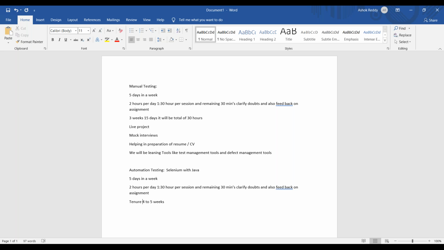package. So you don't have to go for Java as a separate course, Selenium as a separate course, and manual as a separate course. We included all these things into one package, what we basically call the manual and automation testing course, and it covers everything. So overall, 7 to 8 weeks of tenure for the entire course, which covers manual as well as automation testing. Any questions so far on this?